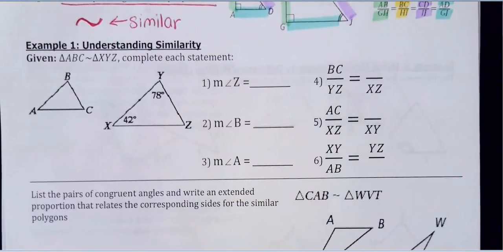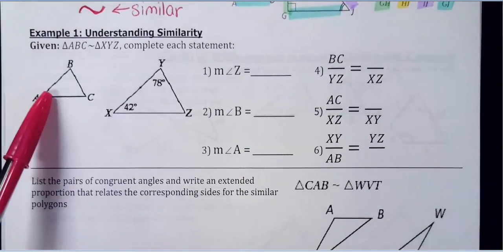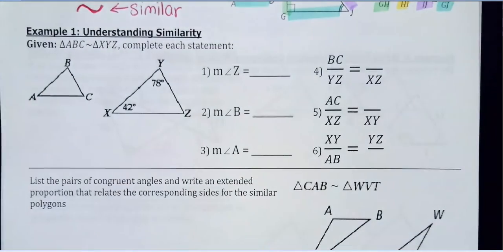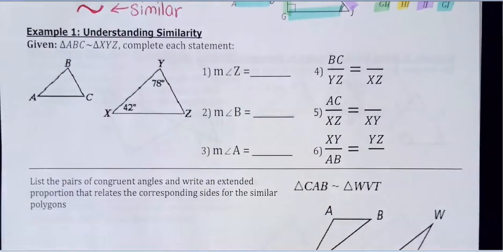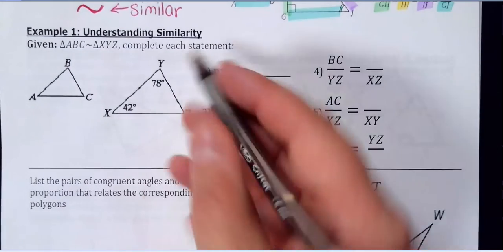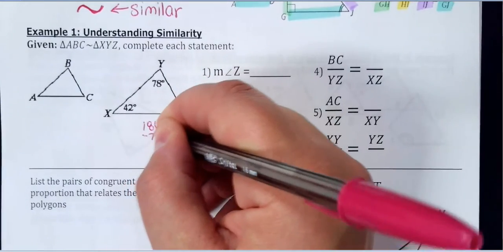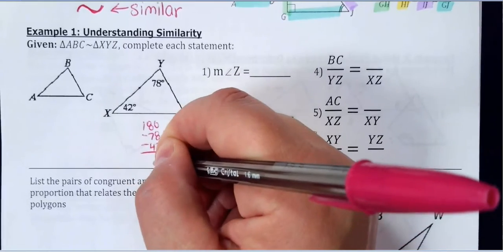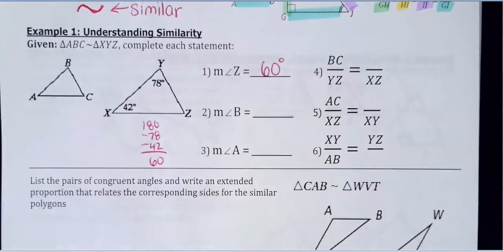I've got triangle ABC, which is similar to triangle XYZ. I just have a couple of angles labeled. Could we figure out the measure of angle Z based on what we already have in the picture? What do you think? We know any triangle has to add up to 180. So 42, 78, if you do 180 and subtract both of those, you should get 60. So angle Z would be 60.